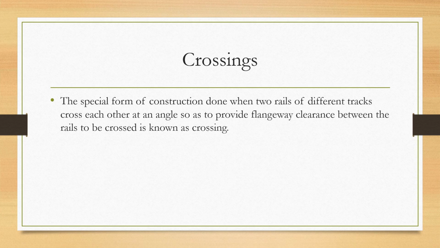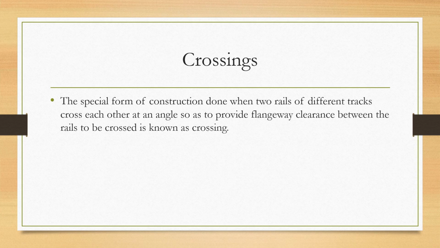Component parts of a crossing. A crossing or V piece. A point rail. A splice rail. Two wing rails. Two check rails. Chairs provided in between toe and heel of the crossing. Distance blocks at throat, nose and heel of crossing. Types of crossing.